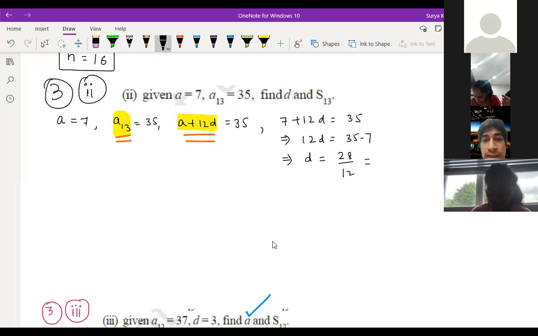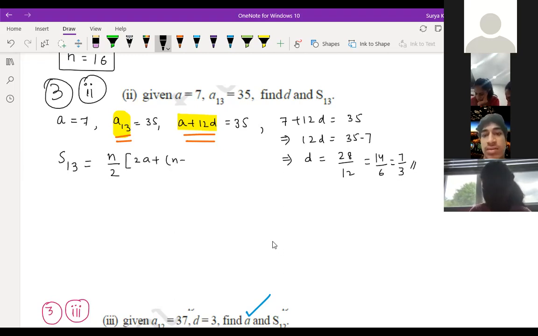So we can simplify it into 7 by 3, sir. Okay, D is equal to 7 by 3, right? Yes, sir. After this, sir, then we have to find the S13. What is the formula for S13? The n by 2 brackets open 2a plus n minus 1 in brackets into D, sir.